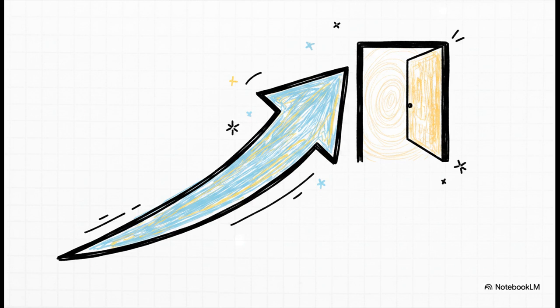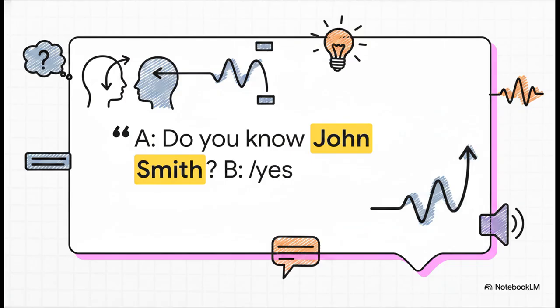Let's look at this in action. Imagine this brief dialogue. Person A asks, "Do you know John Smith?" If person B responds with a falling, "Yes," the conversation just dies right there. But if person B responds with a rising, "Yes," they are saying, "I do know him. Please continue and tell me what you wanted to say about him." That upward pitch literally demands follow-up information.